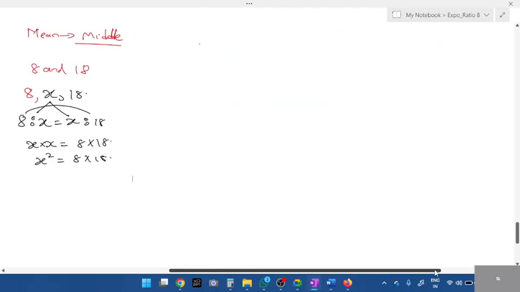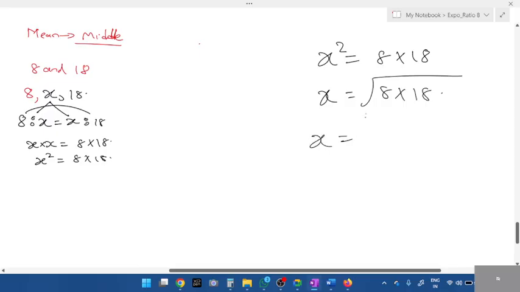Very good. I already explained. Last week we have studied all this. See, x square is equal to 8 into 18. This square goes to the opposite side. It becomes root. If I want to remove the root, we need to factorize.